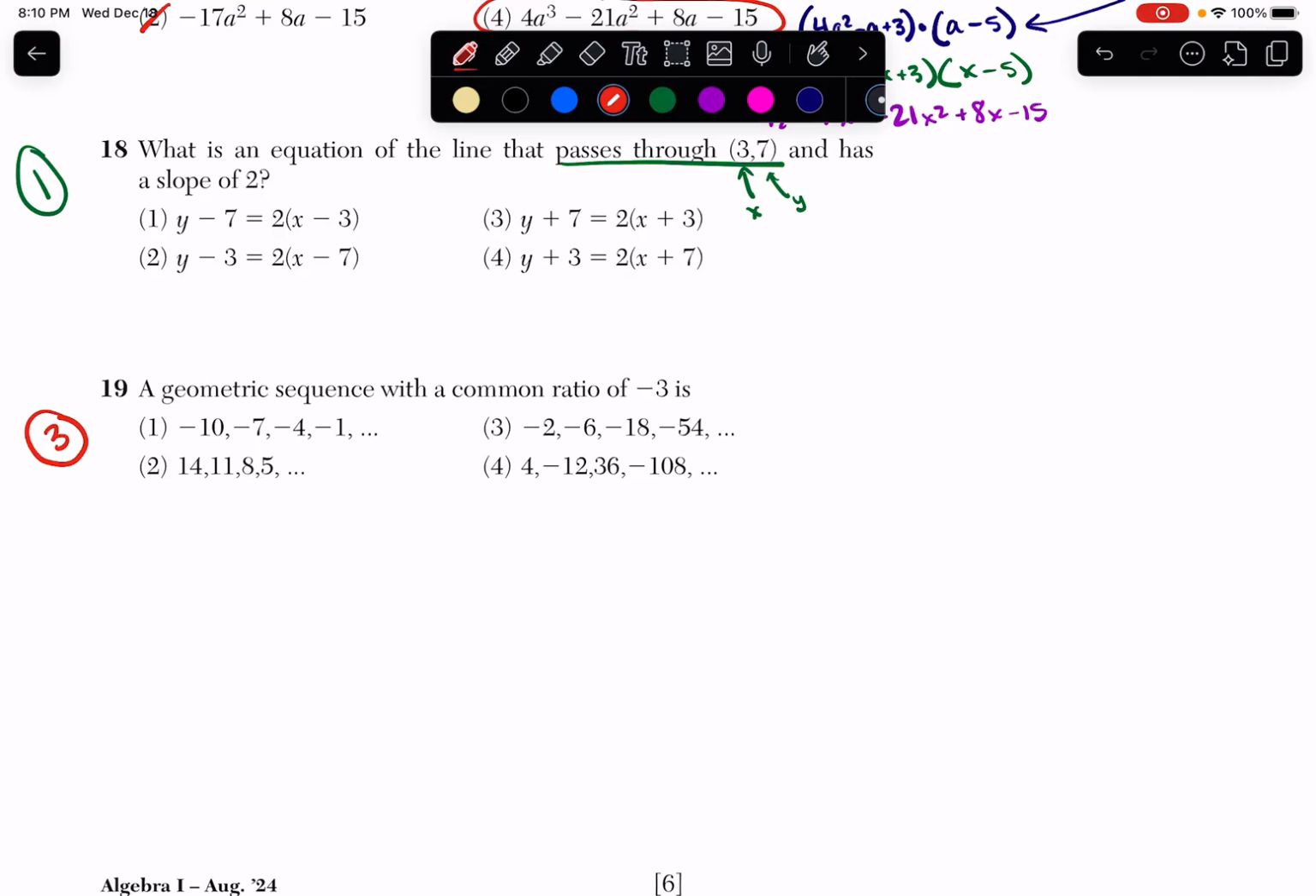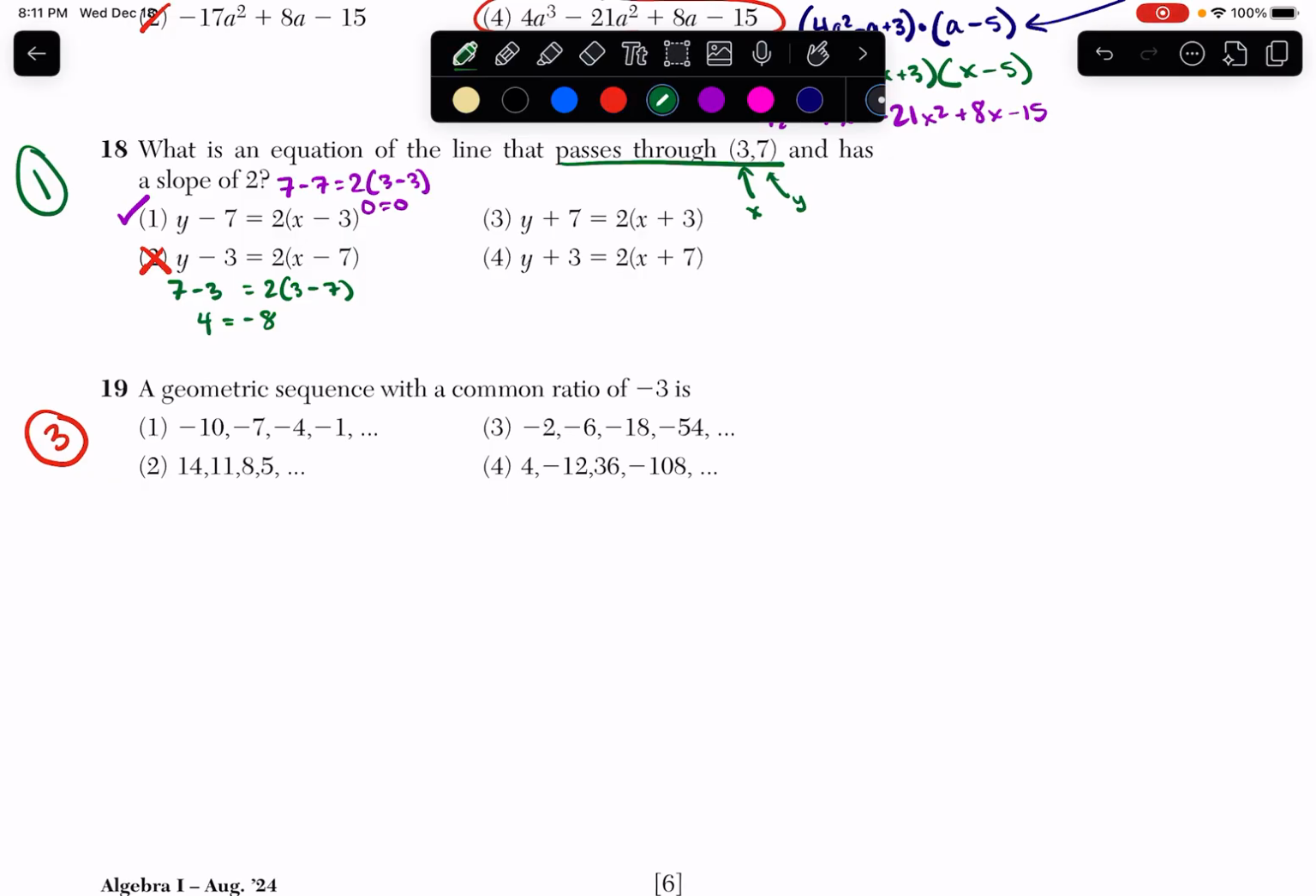So for number 1, if I plug in 7 for y and 3 for x, this gives me 0 equals 0. That is true, so number 1 works. But I'm going to keep testing because it's possible that multiple will work, and then I'll have to think about the slope if that's true. For number 2, if I plug in 7 for y and 3 for x, I get 4 equals -8. That is false. So 2 does not pass through 3, 7.